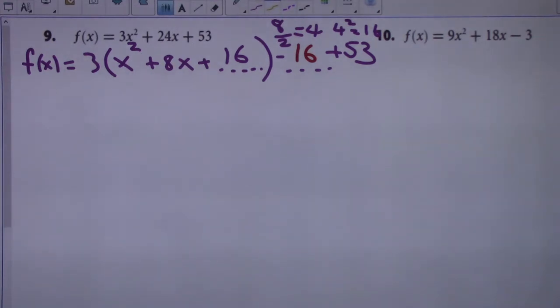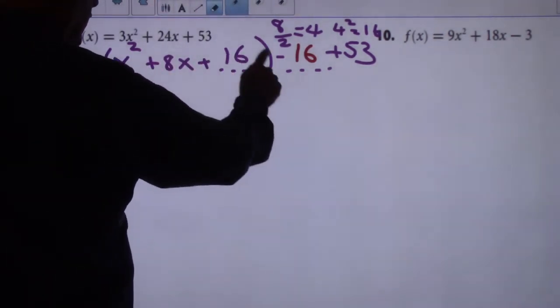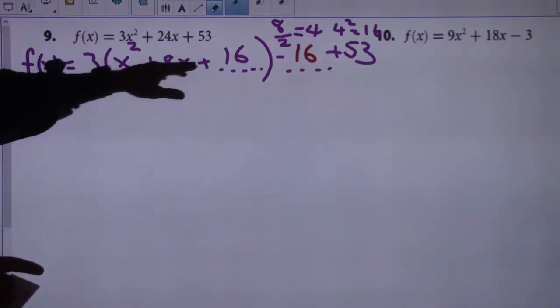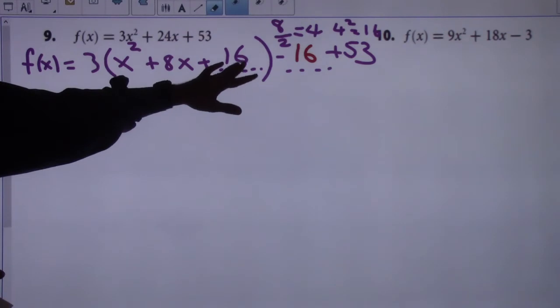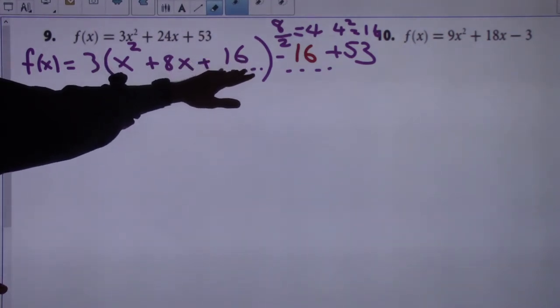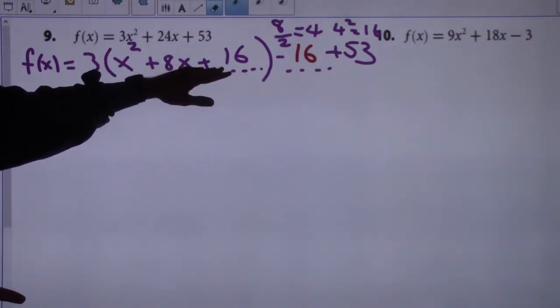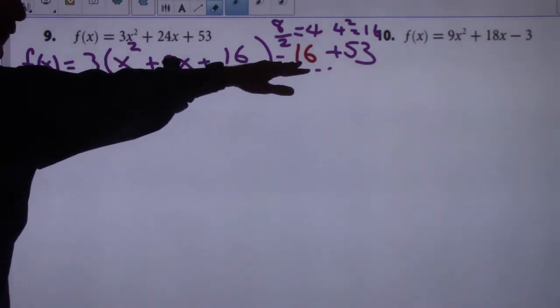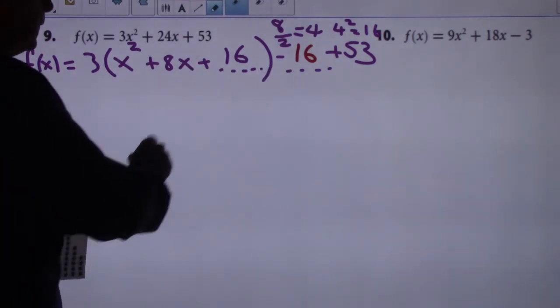Okay, Aurora said it. Thank you, Aurora. Because what's happening is it looks like it's 16 over here, but it's not really 16, is it, Aurora? What is it really? It's 3 times 16, right? So instead of subtracting 16, we have to subtract 3 times 16, which is 48.